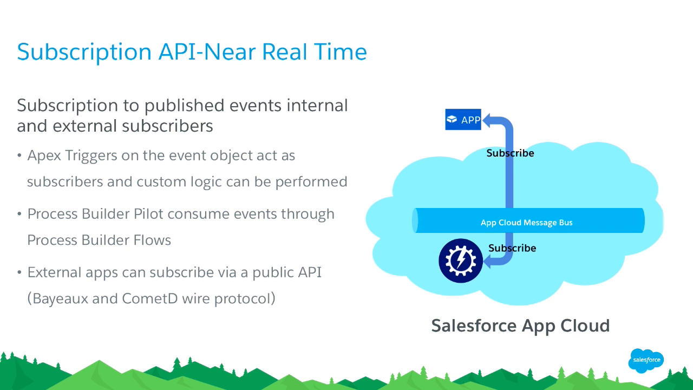Same with the subscription API. You can subscribe off-platform through our existing API. It's the exact same API that we use with the Streaming API. Or you can subscribe to it through Apex triggers, or through Process Builder. You can actually start a process from an event subscription or event emission.